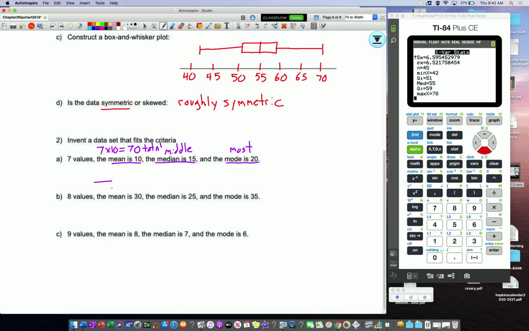So if I have 7 data points, 1, 2, 3, 4, 5, 6, 7, this has to be 15 in the middle because I have 3 below, 3 above. When it's an odd number, it's always in the middle. When it's an even number of data points, you're going to have to do 2 data points to do the average. So this one gets a little tricky because the mode is 20.